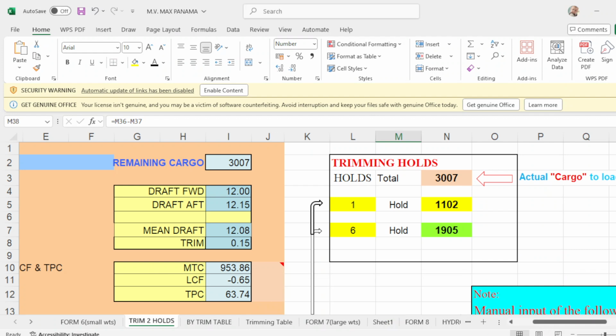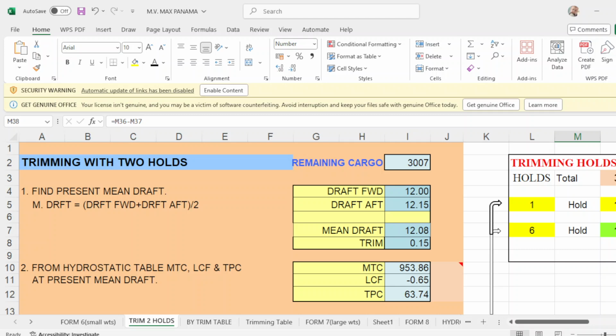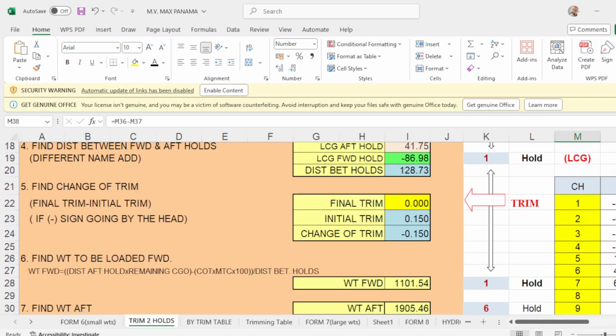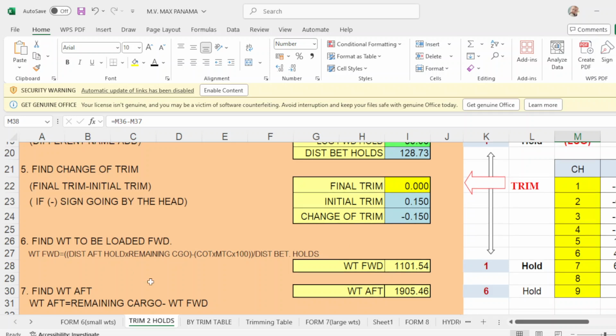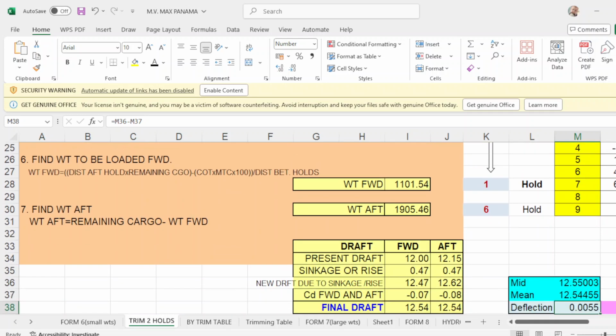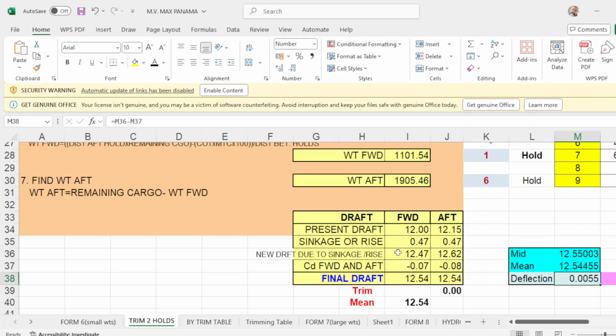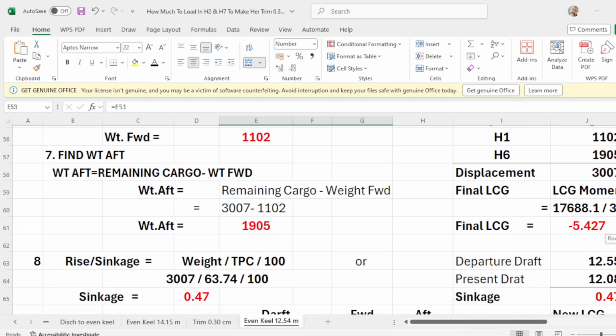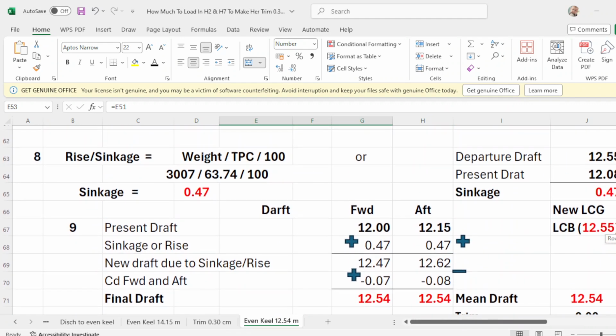This problem of trim holds stops here. It is only up to this point, number 7, so this no more. What I did was I put these figures to get the forward and up drop departure, your trim, your mean drop and your deflection, which is this one, guys.